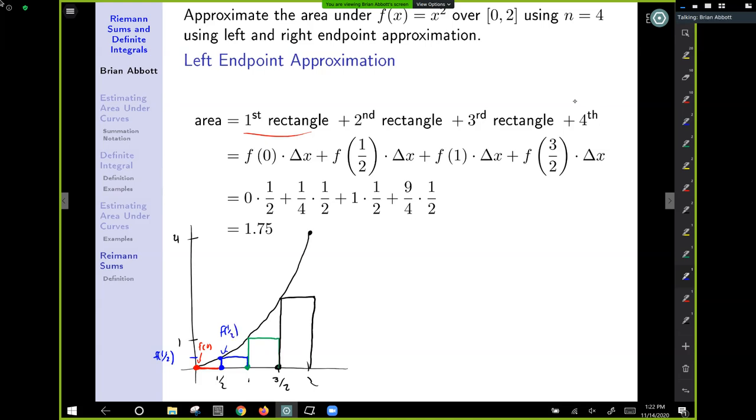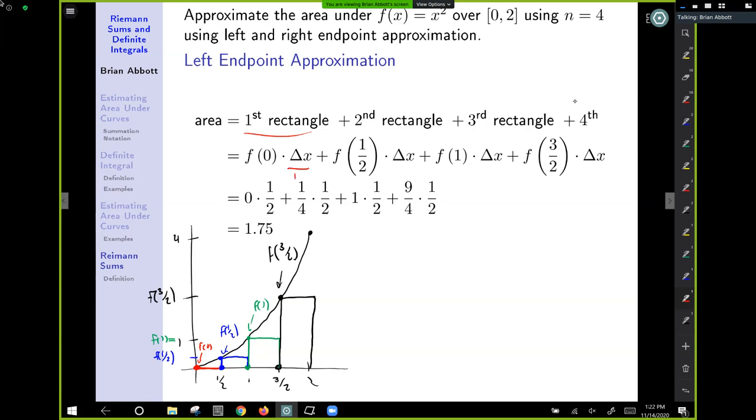And it's more of the same game that we were doing before. F of 1, and sure enough, f of 1 is equal to 1. Okay, so what have we got here? Last but not least, your final fourth rectangle is defined by the height at the input 3/2, which is over here somewhere, f of 3/2, which I don't know what it is off the top of my head. Looks like it's 9/4.